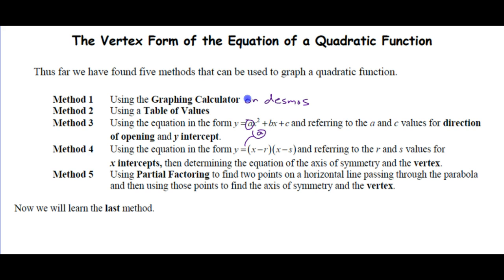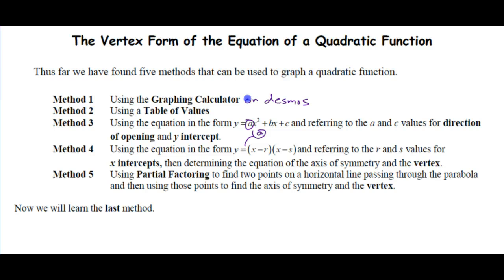We can find the intercepts. If we know the x-intercepts, we know that halfway, we average them. Halfway in between is the axis of symmetry. The axis of symmetry is a line. It has an equation x equals, right? We get that. We plug in that x value into whichever form gives us the y value. We then have the coordinates of the vertex.